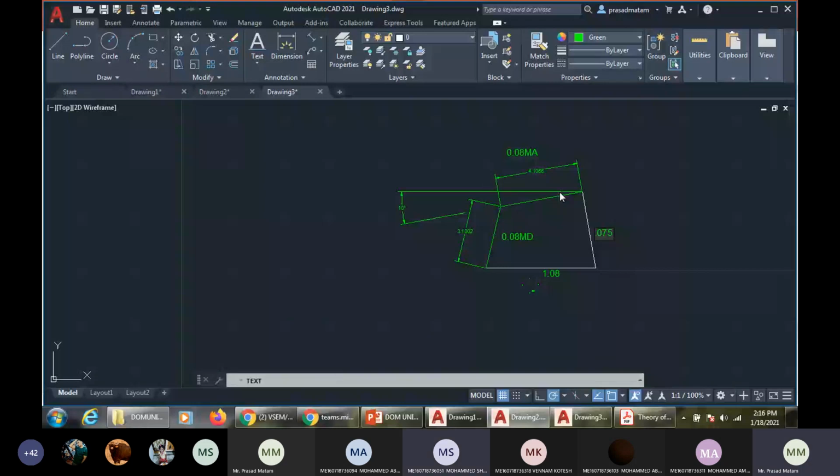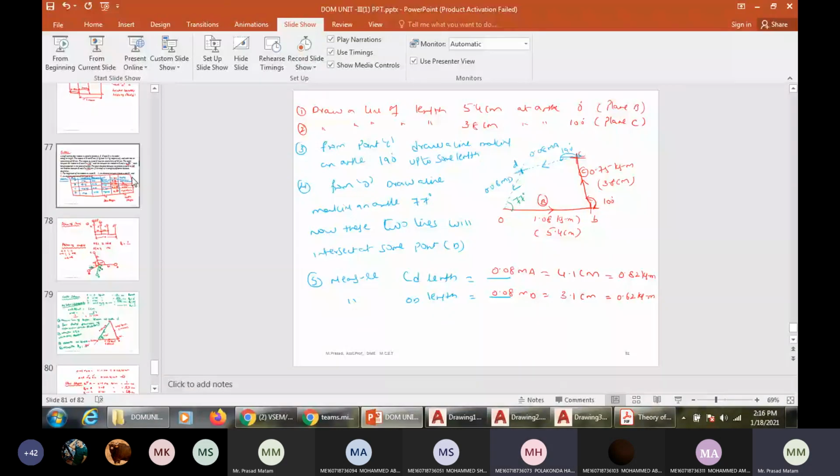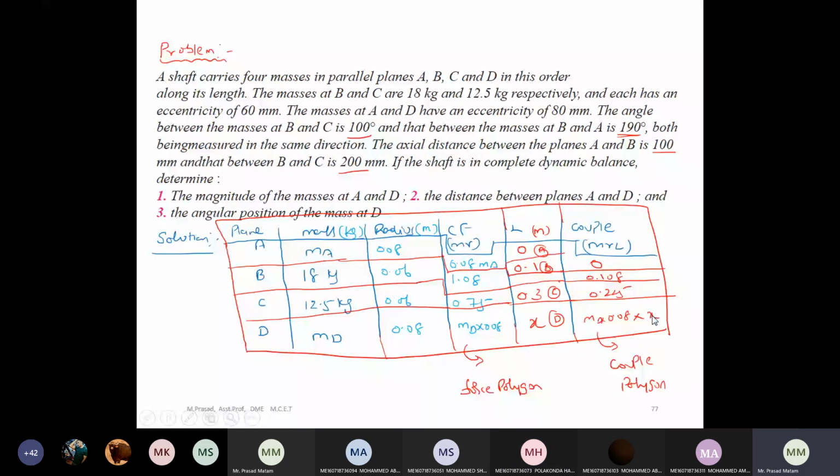Sir, so that means our couple polygon should always be of 3 sides only, sir? How many data are available depends upon the data. If you go for the couple polygon, I will show the data. What is the data available here? You can see here, in the couple polygon, for plane A it is 0, so I can't do anything here. I know data available for plane B and for plane C. For plane D there are unknown values. You got it? Only 3 sides I can get.